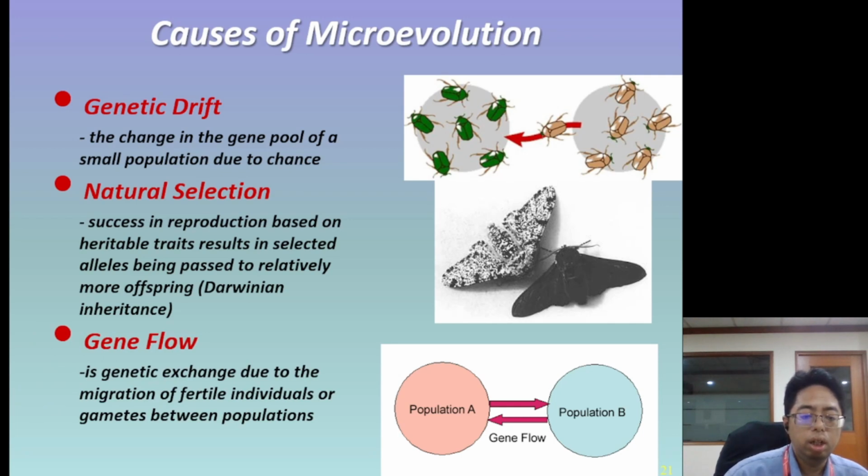Gene flow. It is a genetic exchange due to the migration of fertile individuals or gametes between populations. If you can see here, population A, population B. Both of these have gene flow because some individuals go from A to B to breed, and some go from B to A to breed. So the genes from A and B can be found in both populations.